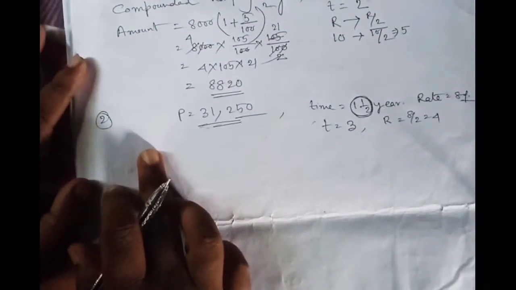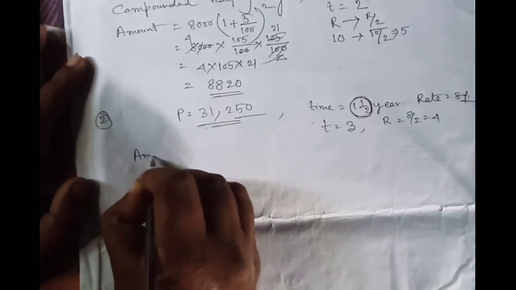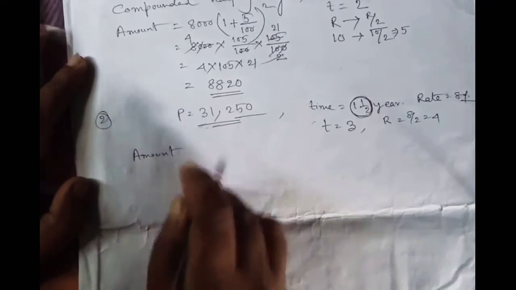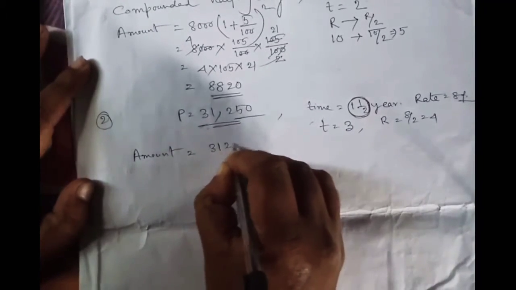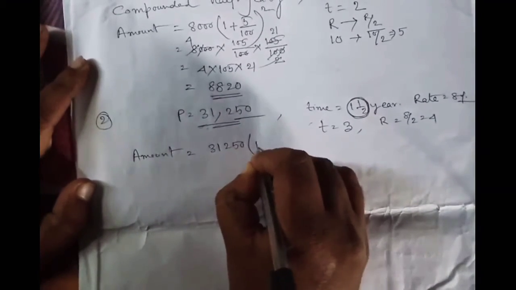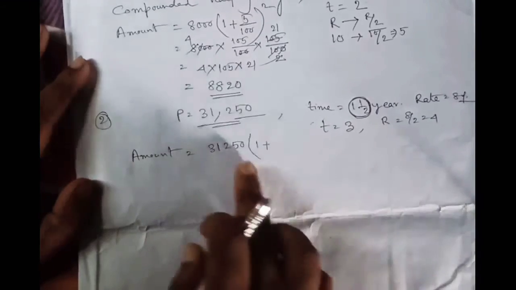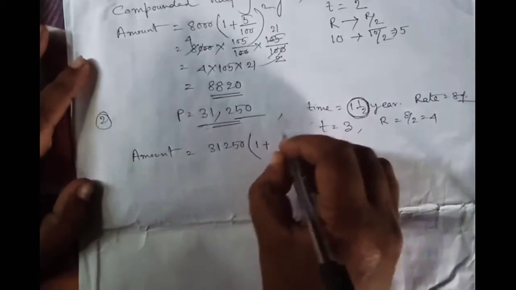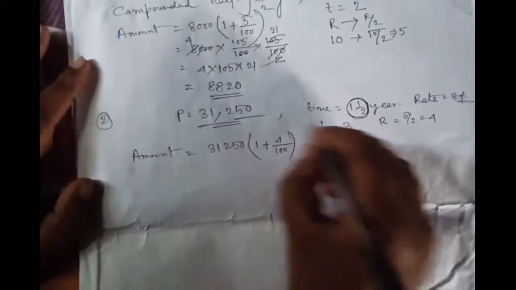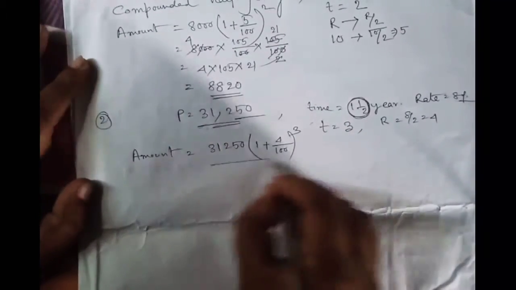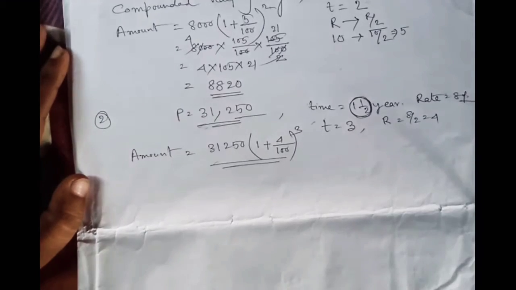So amount, we have to find the amount. Again for the amount, we have to put the formula: 1 plus R by 100 whole to the power 3. If we do the calculation, we will get the answer. So, I suggest that you should do the calculation on your own. Next, move to another question.